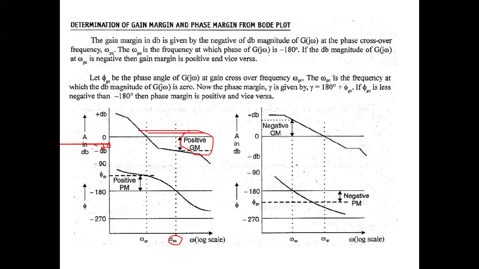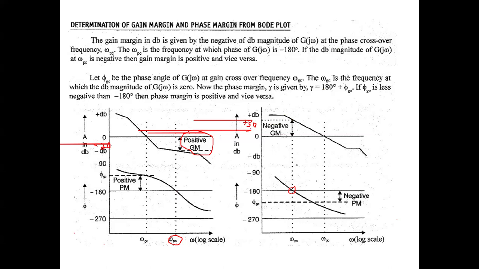Observe this omega PC. What is the meaning of omega PC? Phase crossover frequency, that means the frequency at which the phase angle is minus 180 degrees. Exactly at this point, how do we calculate the magnitude? Simply we extend the dotted lines. It will touch the magnitude plot at this point. Here, for example, I am taking plus 30 decibels. So the gain is 30. What about the gain margin? The formula for the gain margin is minus 20 log of something, right? So the gain margin is minus 30.